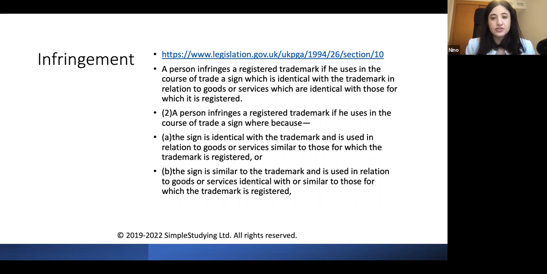A person infringes a registered trademark if the sign is identical with the trademark, or the sign is similar to the trademark and used in relation to goods or services identical with or similar to those for which the trademark is registered. Therefore, if it's identical, then it's easier to show the infringement. But if it's only similar, then you need to go through the similar cases and see if the similarity is enough to satisfy the infringement requirements.